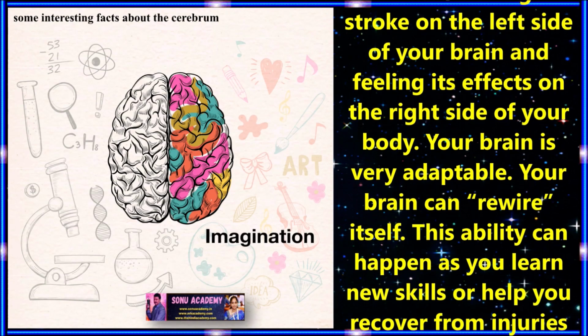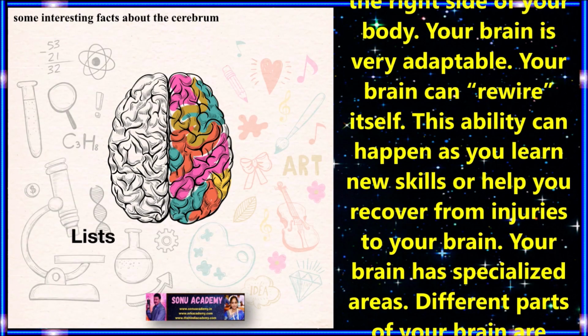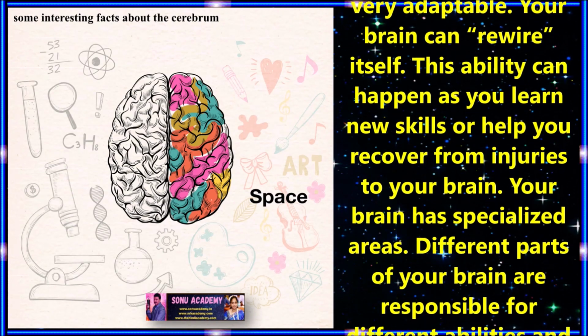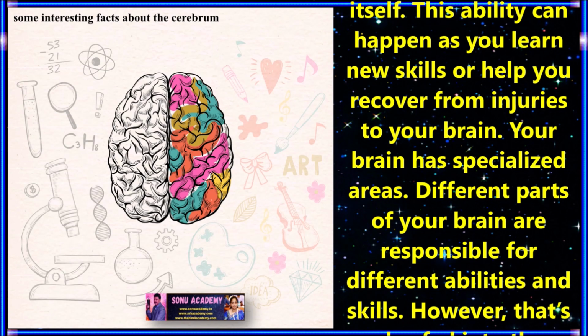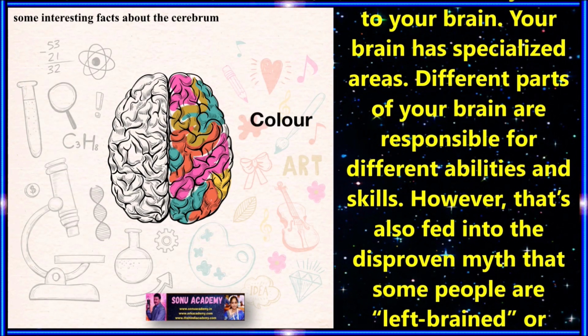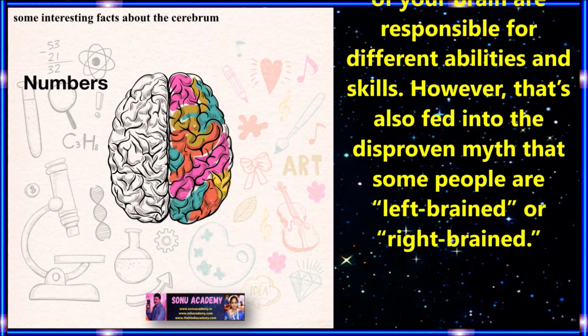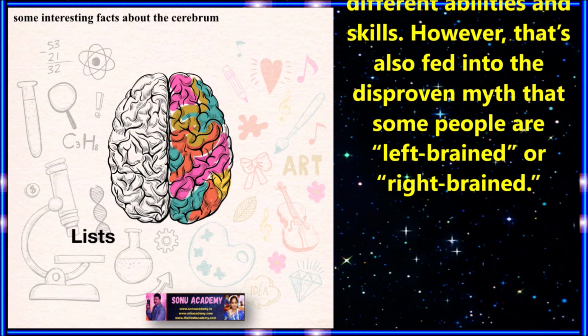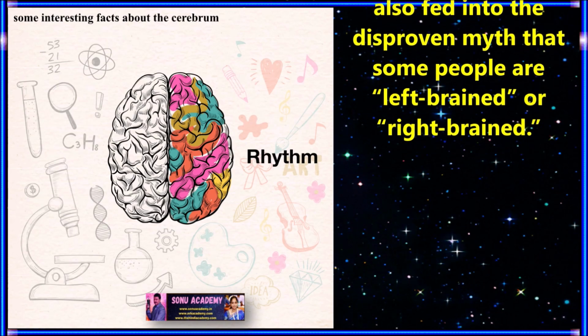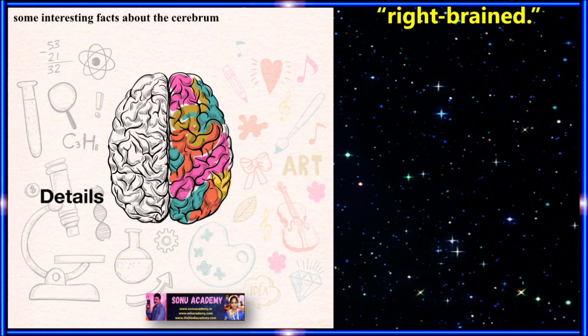Your brain is very adaptable. Your brain can rewire itself. This ability can happen as you learn new skills or help your recovery from injuries to your brain. Your brain has specialized areas. Different parts of your brain are responsible for different abilities and skills. However, that has also fed into the disproven myth that some people are left-brained and some are right-brained.